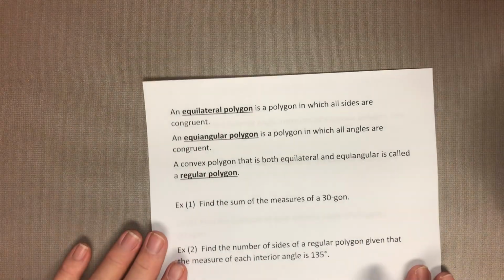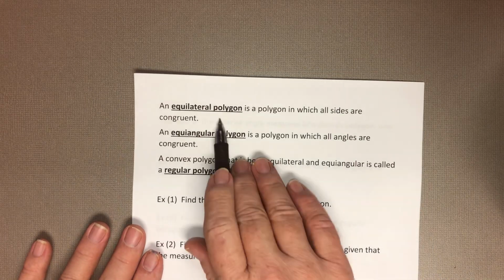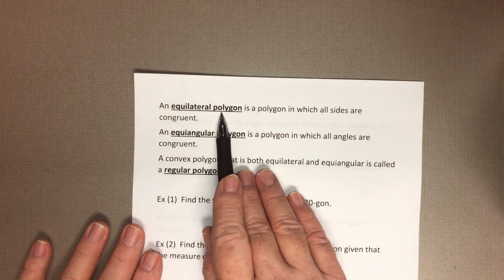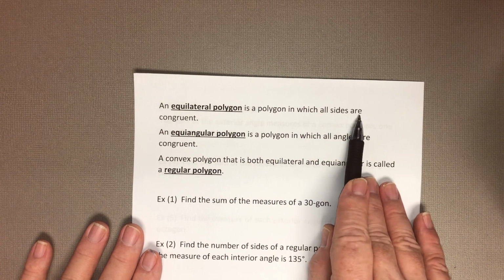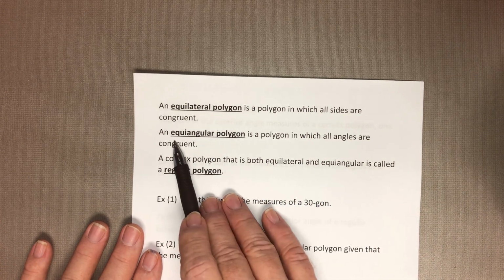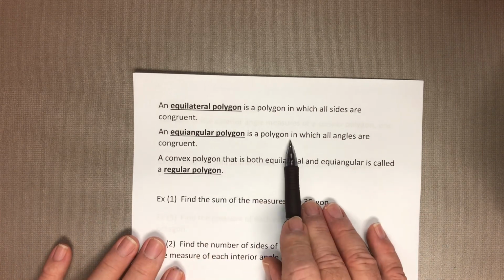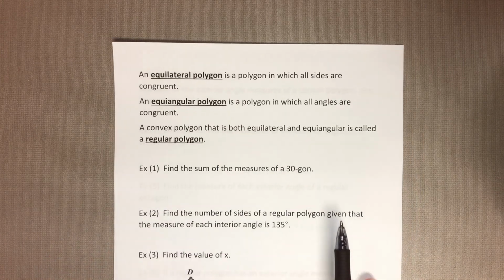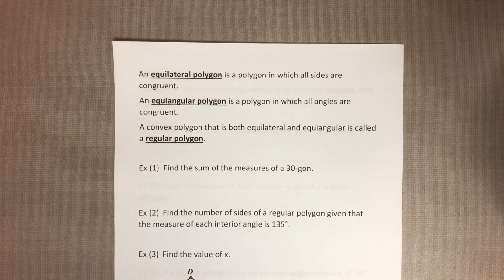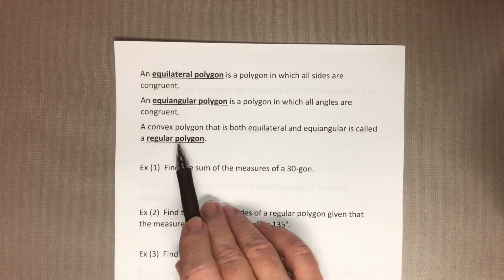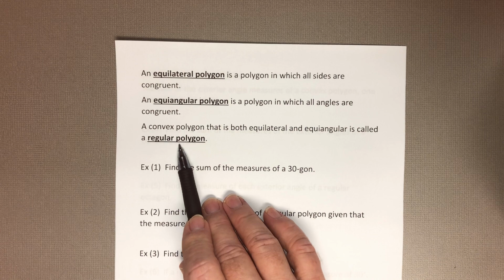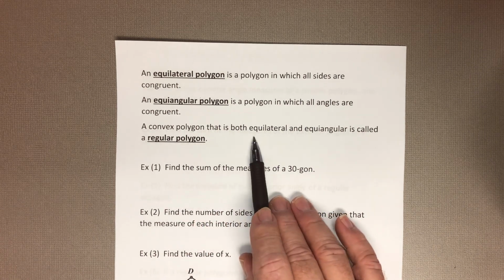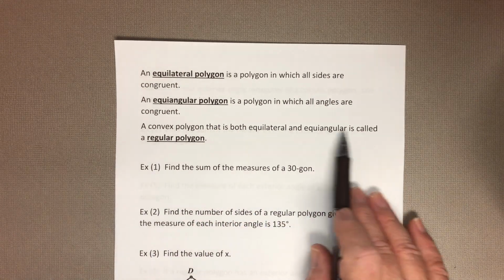Let's turn the page on our notes, and we're going to talk about some special polygons. An equilateral polygon is a polygon in which all sides are congruent. An equiangular polygon is a polygon in which all angles are congruent. And any time you have a polygon that is both equilateral and equiangular, that polygon is called a regular polygon. It is a convex polygon that is both equilateral and equiangular.